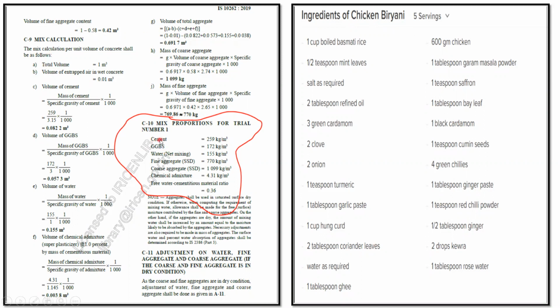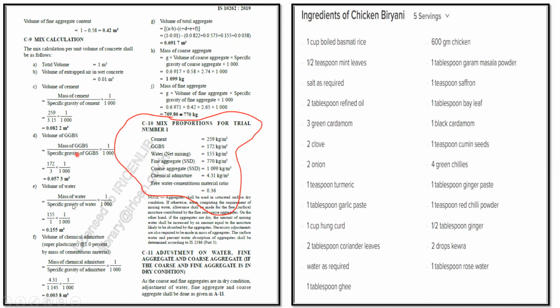take. That is, cement I need to take 256 kg per cubic meter. We always do proportioning for per cubic meter. Then GGBS I require 172 kg per cubic meter. Water I need to add 155 kg per cubic meter. Fine aggregate I need to add 770. Coarse aggregate I need to add 1099. Chemical admixture, if it is required, I need to add 4.31 kg per cubic meter. And finally the water cement ratio what I need to maintain is 0.36.